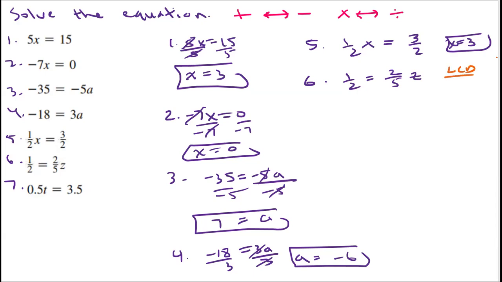So my LCD here in this case is going to be 10, correct? So I'm going to multiply this side by 10, and I'm going to multiply this side by 10. So let me rewrite this. I have 10 over 2, and then I have 2 times 10, which is 20 over 5, times z. 10 over 2 gives us 5. 20 divided by 5 gives us 4, right? And then I just divide both sides by 4. So z is going to give us 5/4.